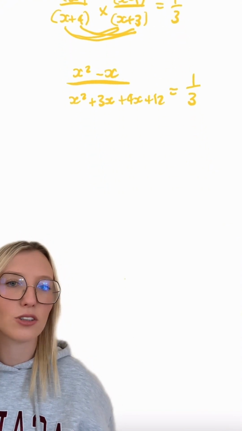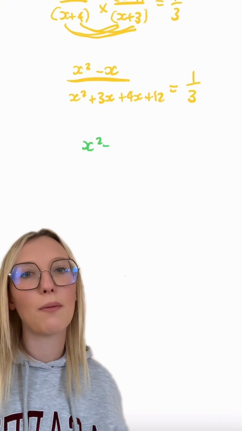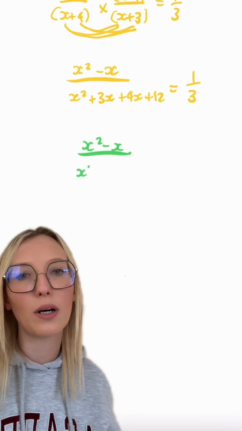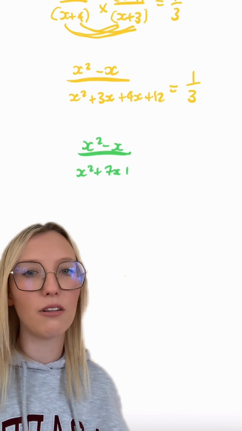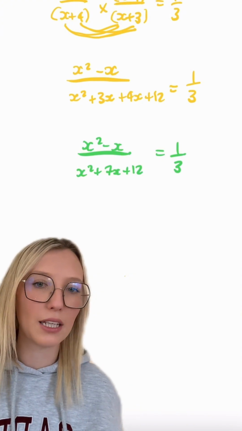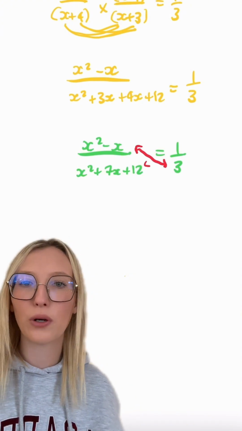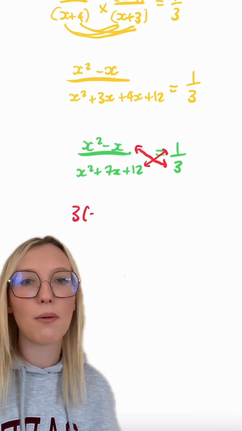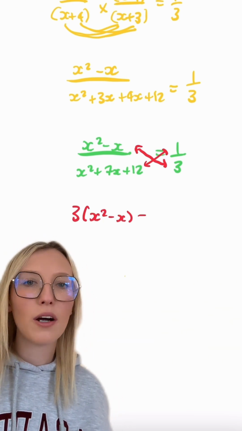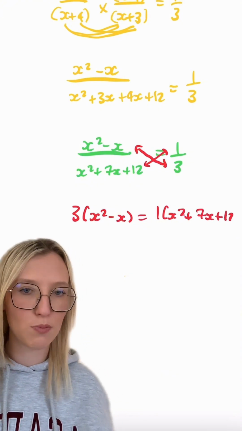Let's go ahead and just simplify this by adding like terms. We've got X squared minus X over X squared add 7X add 12 equaling 1/3. Now to remove the fractions here, we can use a quick trick of cross multiplication. So we're just going to multiply 3 by our X squared minus X and 1 by our X squared add 7X add 12.